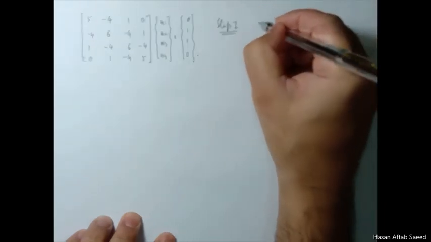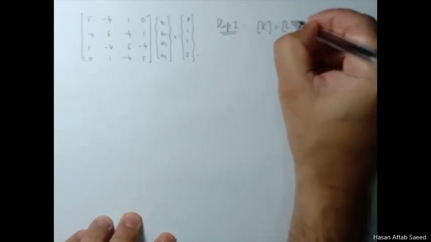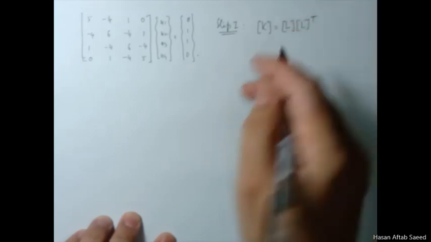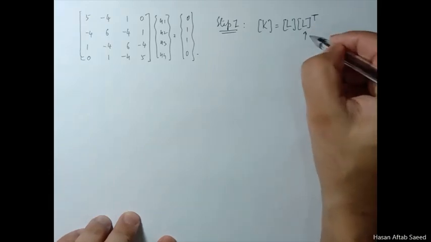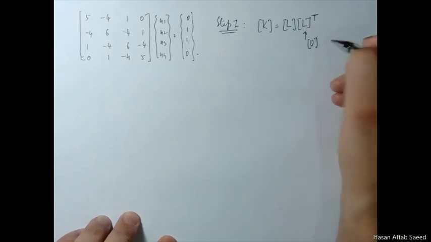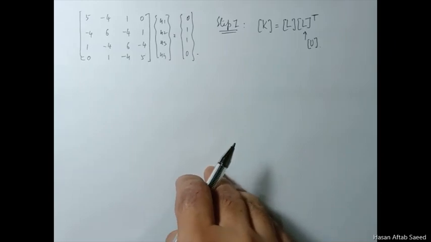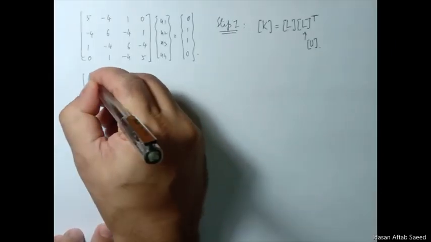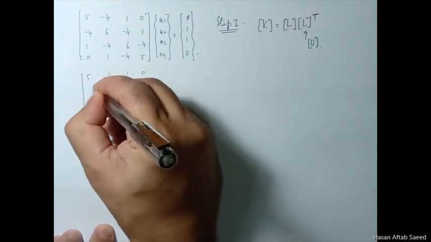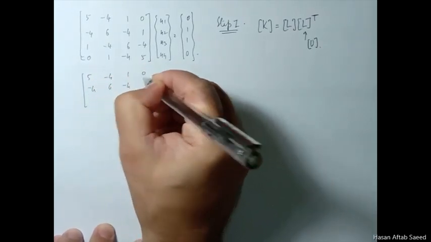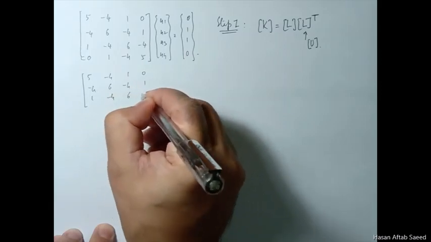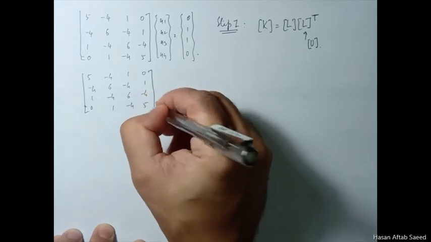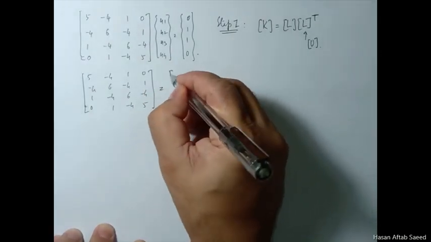In step 1, we have to convert this K matrix into a lower triangular matrix and an upper triangular matrix, which is the transpose of the lower triangular matrix. This is actually U. Let's write it down like this: 5, minus 4, 1, 0, minus 4, 6, minus 4, 1. This is just a reproduction of the values here. As we are going to start the first step now.